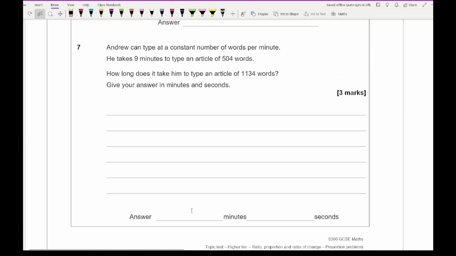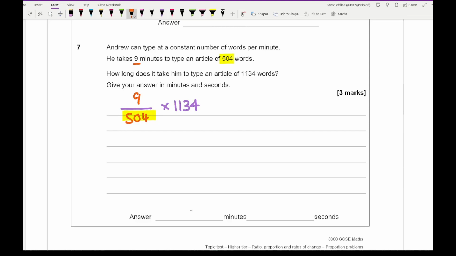Then moving on to question 7, it says Andrew can type a constant number of words per minute. He takes 9 minutes to type an article of 504 words. How long does it take for him to type the article of 1134 words? Give your answer in minutes and seconds. So again, we're multiplying by 1134, that's the words. So when I set up my fraction, the words need to go at the bottom. So that's going to be 504. And the time is going to be 9.